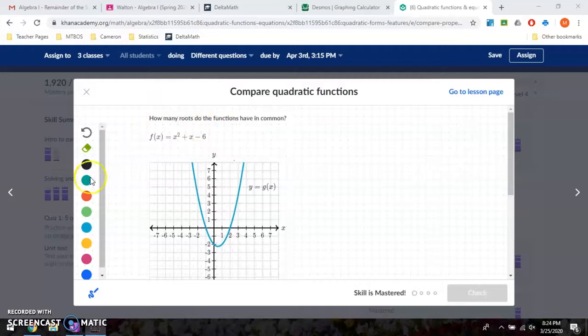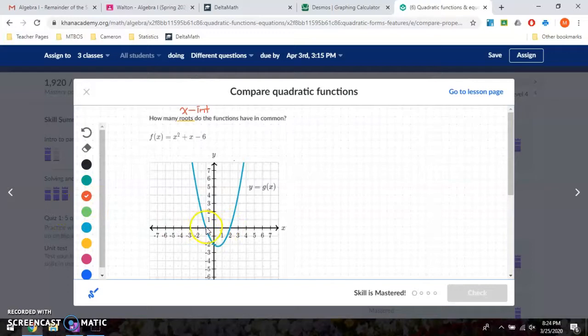Now, this one is asking how many roots do the functions have in common? Roots are just a fancy word for x-intercepts. We'll be talking a lot about x-intercepts in the coming weeks, but a few different ways we could say it: we can call them roots, zeros, or x-intercepts. Sometimes in certain equations there are solutions, but roots are just x-intercepts. So we want to know how many x-intercepts they have in common.